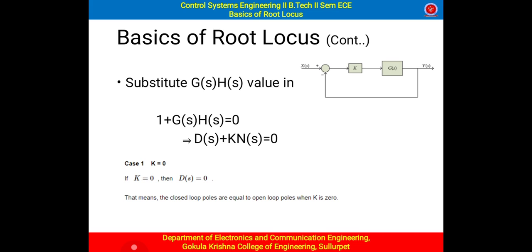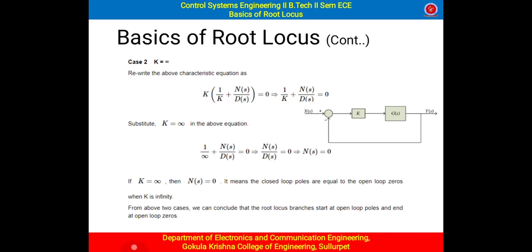Okay, so D(s) is the denominator. If we make that equal to 0, we are going to get certain values for s, which are the poles. Yes or no? So the root locus is starting from the open loop poles. Understand? So this is a crucial thing in root locus. So the beginning point of a root locus branch is an open loop pole. Remember, there may be multiple open loop poles, so that many branches will be there in the root locus.